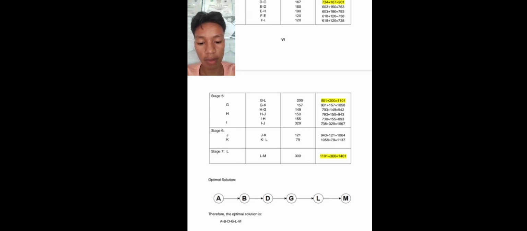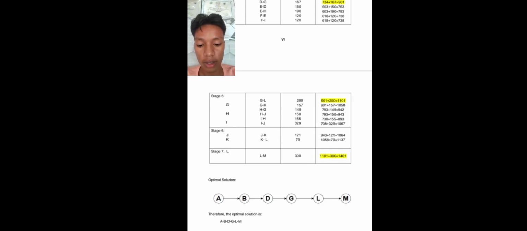So the total distance of G to L is 901 plus 200 equals 1101 and the distance of G to K is 901 plus 157 equals 1058 and the distance of H to G is 793 plus 149 equals 942 and the total distance of H to J is 793 plus 150 equals 943 and the total distance of I to H is 738 plus 155 equals 893 and the total distance of I to J is 738 plus 329 equals 1067.